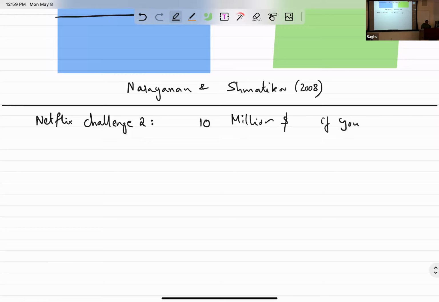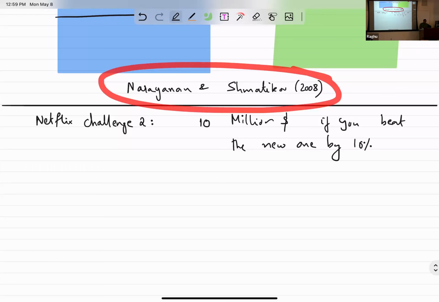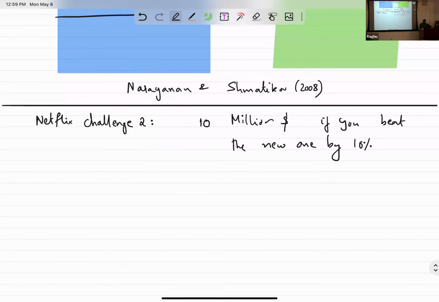If you beat the new one by 10%, and I think there was a time limit of like a year when it would end. Okay. But once this paper came out, they had to cancel the challenge.